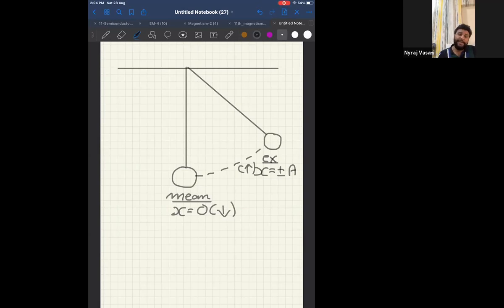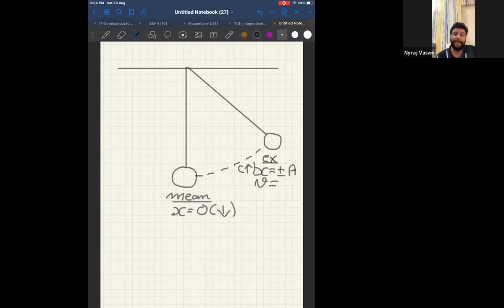One is displacement at mean position is what? 0. Minimum. And what is displacement at extreme position? Maximum. And what is the value? Plus or minus A. What does A stand for? Amplitude. Now again visualize that you are in a ride. Tell me at extreme position, what will be the value for velocity? Think about it.